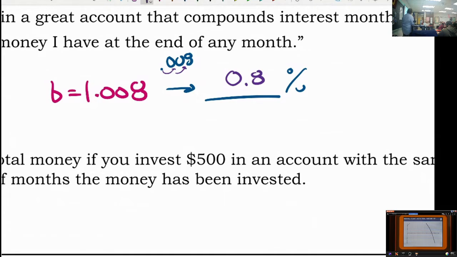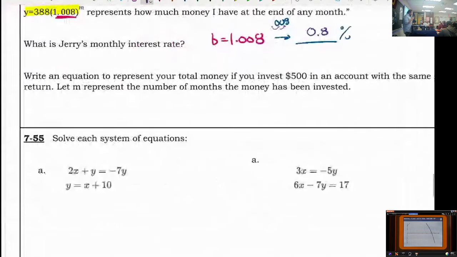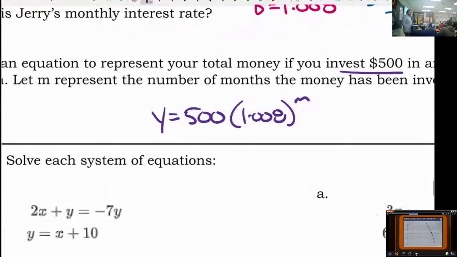So his real interest rate for the year is 8 times 12, but that's not 7.2%. Unimportant for this question. And the second part is even easier. Write an equation to represent your total money if you invest $500 in an account with the same return. So instead of it being 388, it'd be 500 times 1.008 to the nth power. Things are often very obvious when you give it a chance.